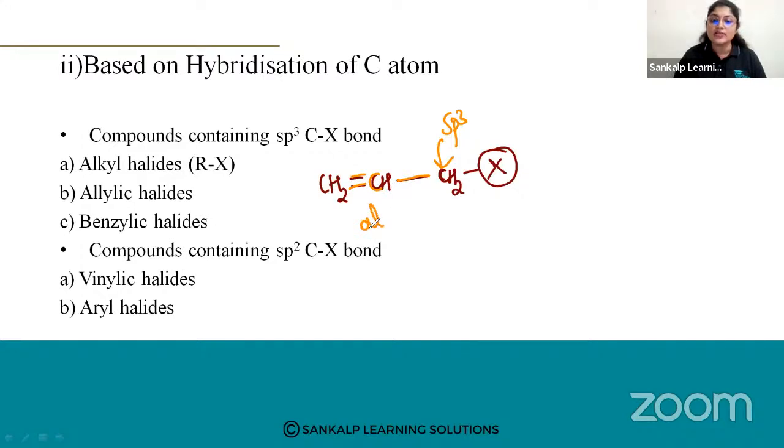So thus they are called what? They are called allylic halides. This carbon is called the allylic carbon. So what is happening in allylic halides? The halogen is attached to the carbon which is sp3 hybridized, which is next to a carbon-carbon double bond. Remember, very important, what are allylic halides?